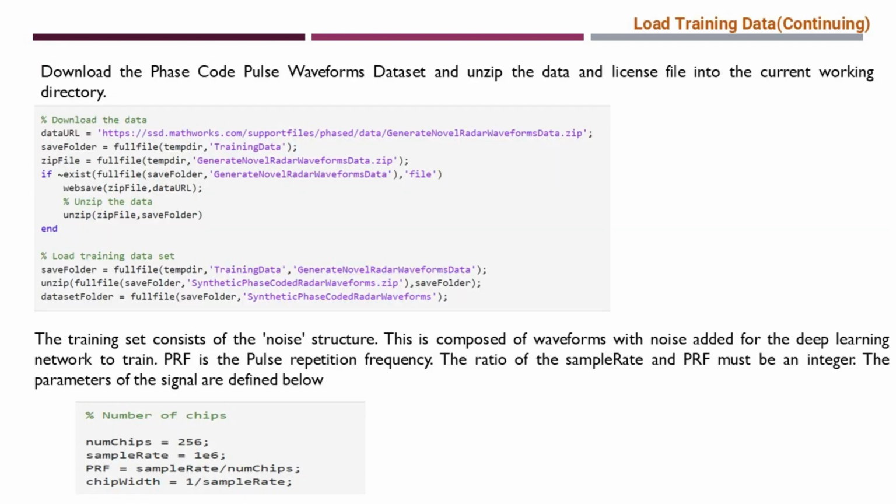Download the phase code pulse waveforms dataset and unzip the data and license file into the current working directory by using the below code snippet. Then next, the training set consists of the noise structure. This is composed of waveforms with noise added for the deep learning network to train. PRF is the pulse repetition frequency. The ratio of the sample rate and PRF must be an integer. The parameters of the signal are defined below.